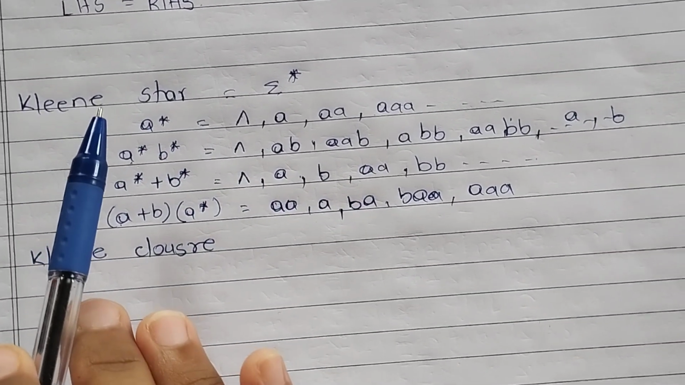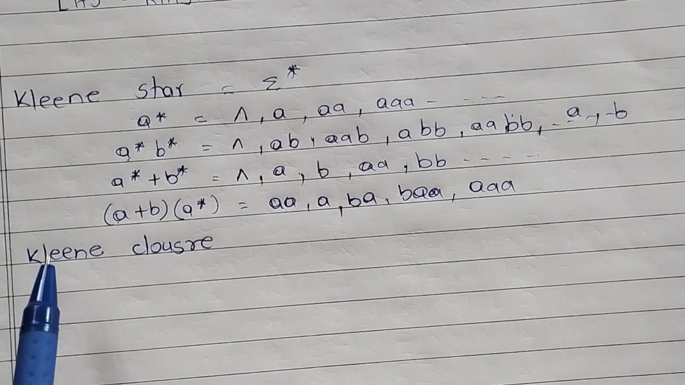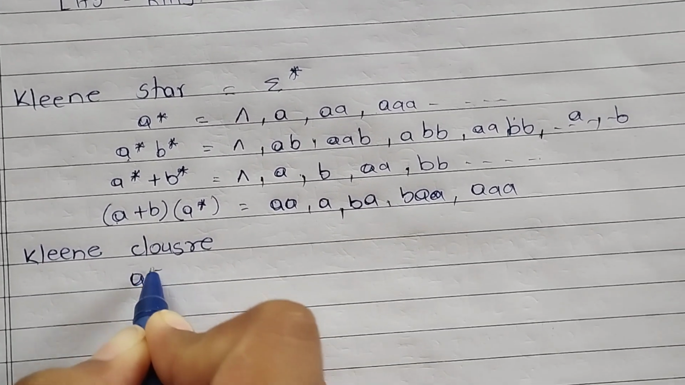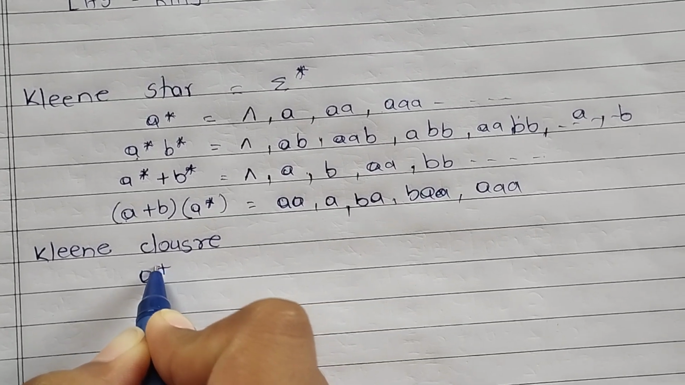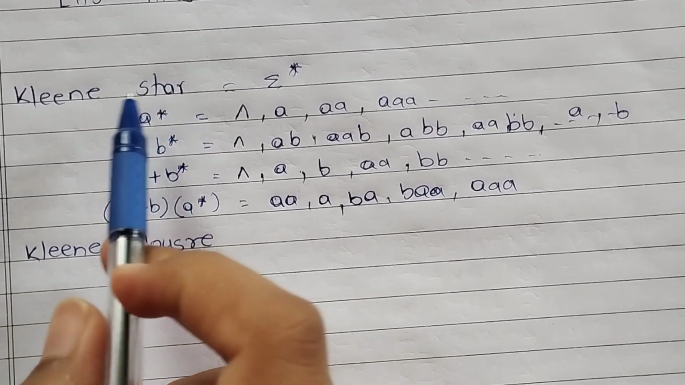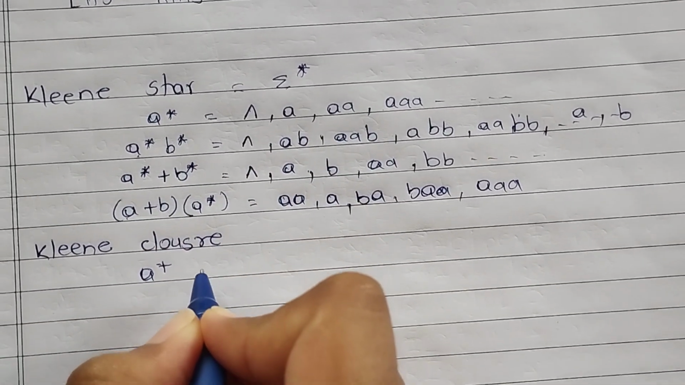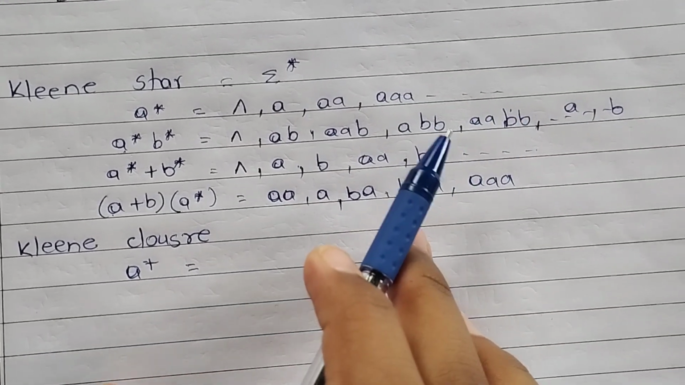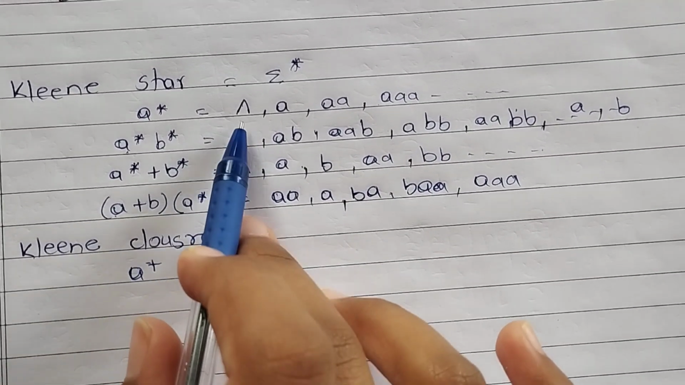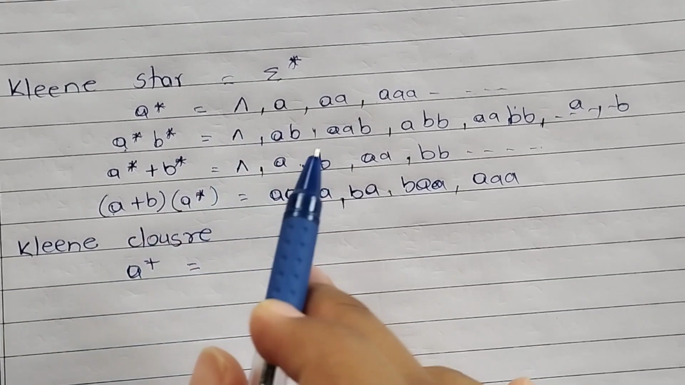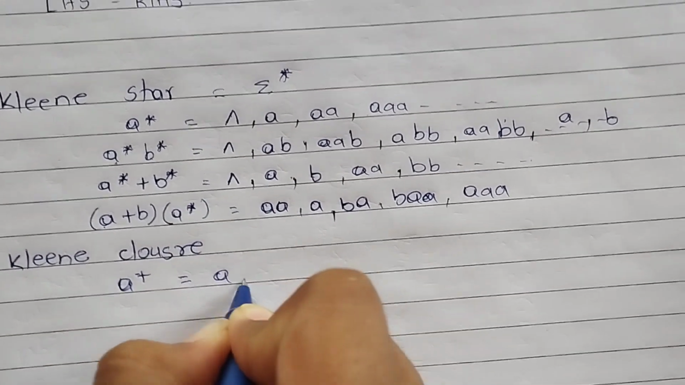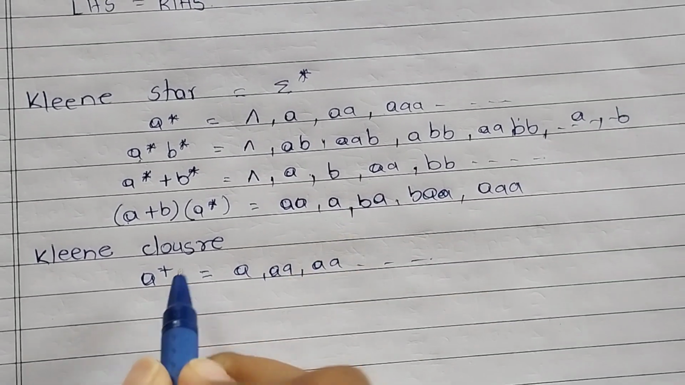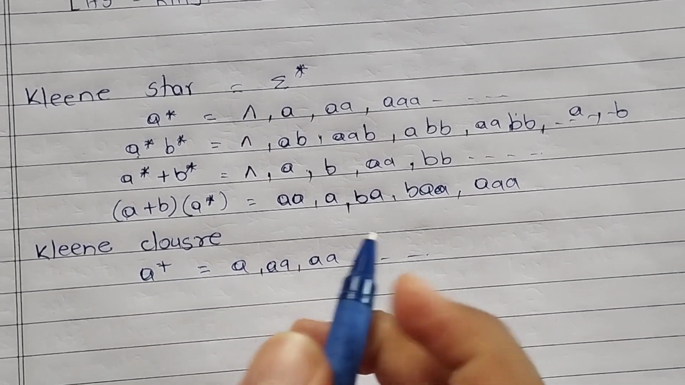Kleene star. Now Kleene closure. This is nothing but A plus. The symbol of the Kleene closure is plus and Kleene star is star. So all the concepts are the same. The only difference is here we do not take null. We do not assume the null value. We write here A, triple A, same, but do not write the null value.